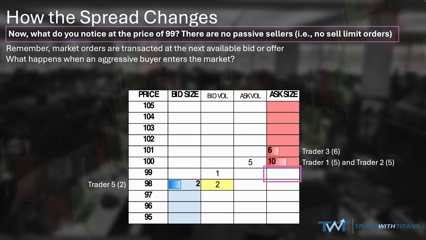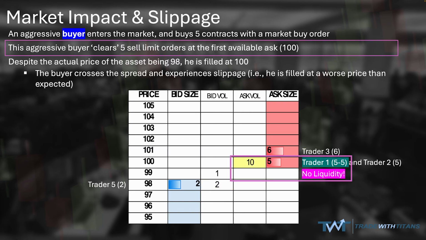At this point, the spread in the market has also increased. The best bid is 98 and the best offer is still 100. So what would happen if an aggressive buyer entered the market? Let's say another aggressive buyer enters the market and places a market buy order for 5 contracts.